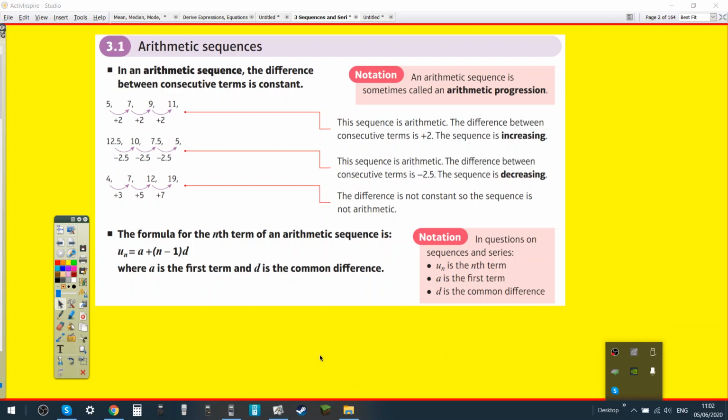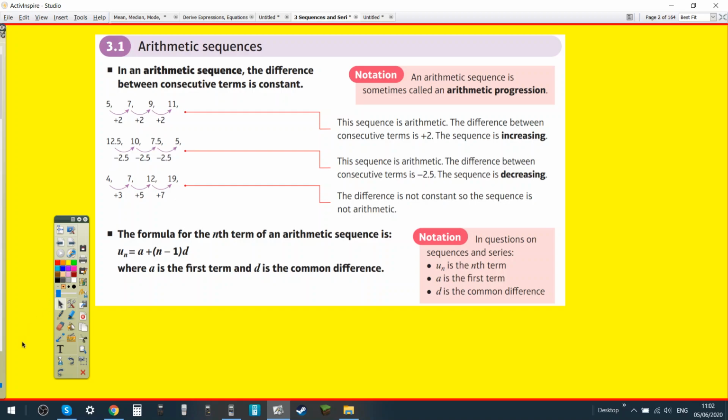Okay. Arithmetic sequences. Arithmetic means you add the same thing each time. A sequence is just a sequence of numbers. A series is when they're being added up. Geometric is when it's times something each time.